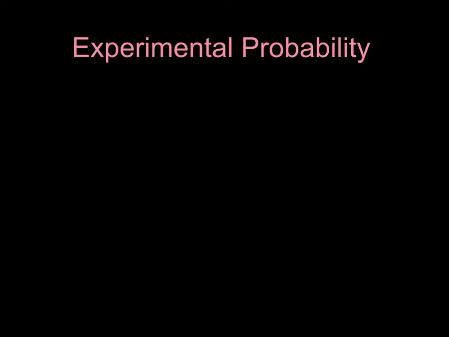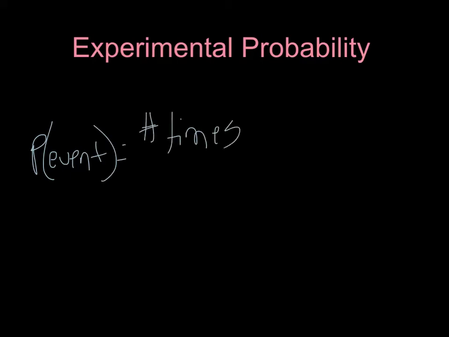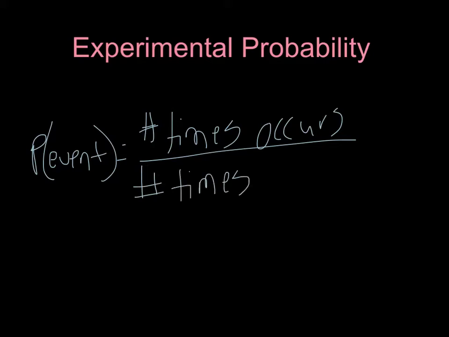When talking about experimental probability, it's actually quite a simple concept. To find it, you would say the probability of whatever that event is equal to the number of times an event occurs over the number of times the experiment is done. All right, that's shorthand, "experiment done." Okay, that'll make sense in one second.